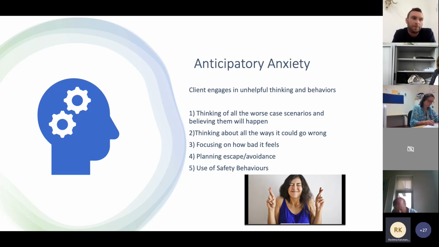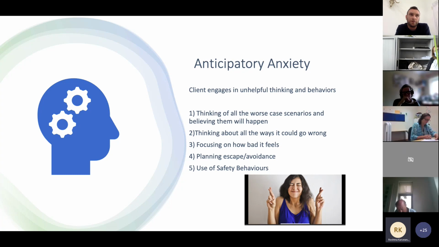Other safety behaviours could be people who think that they're going to sweat excessively, and what they might do is cover up or use more jackets to stop them from sweating. The adverse effect of that is that the person ends up sweating even more. So a safety behaviour really is anything that the person does to reduce anxiety, but it has the opposite effect. It increases anxiety and it stops the person from learning. So this is the first stage, the anticipatory stage.